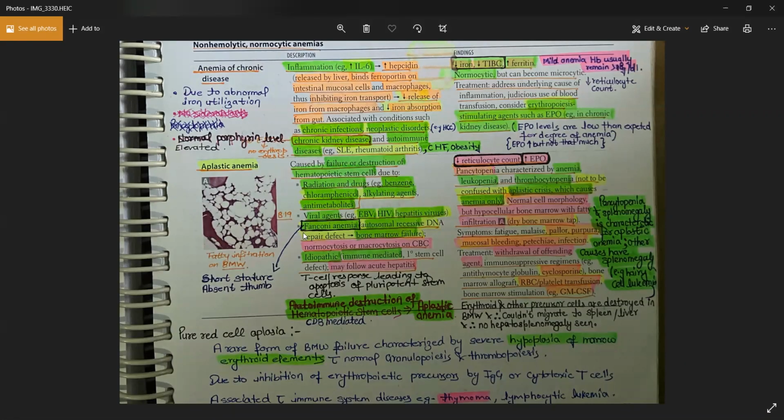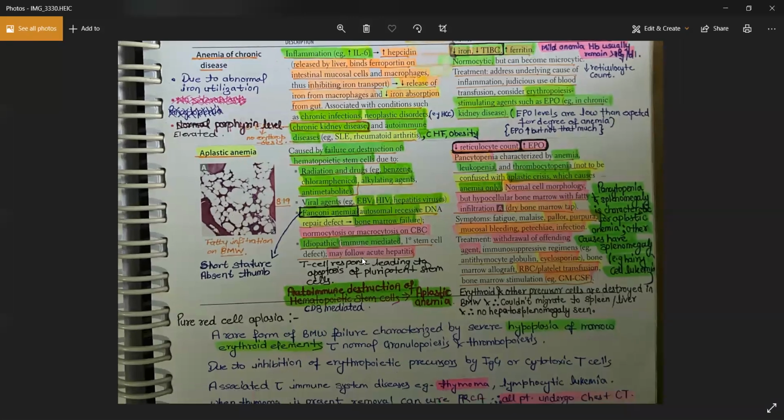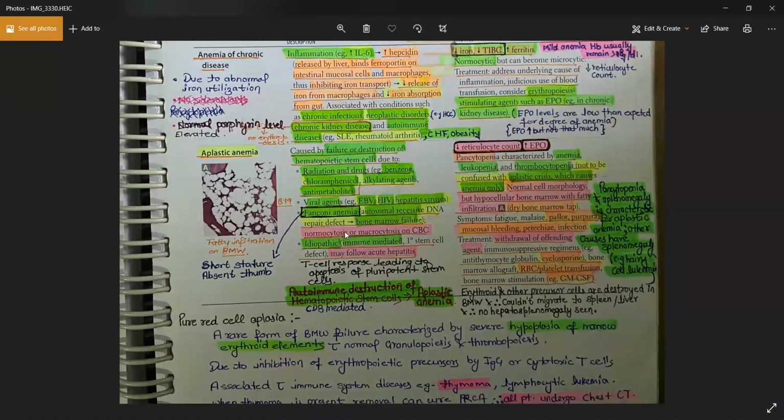Other causes include the Fanconi's anemia, which is a defect in the DNA repair. Then the homologous rejoining defect, and as a result, you will have a loss of repair of the DNA damage. The cells will undergo the apoptosis, right? You will have the bone marrow failure. You will have the normocytosis or sometimes the macrocytosis on the peripheral blood smears.